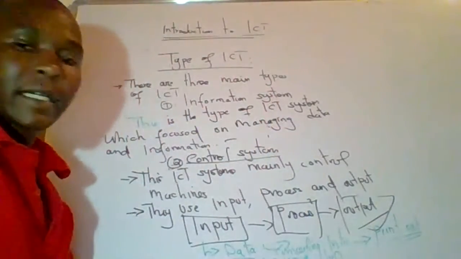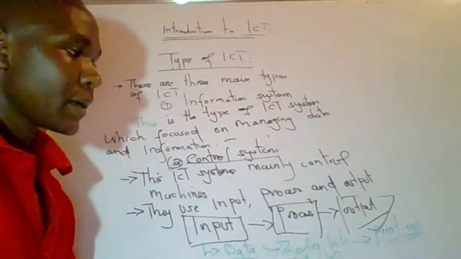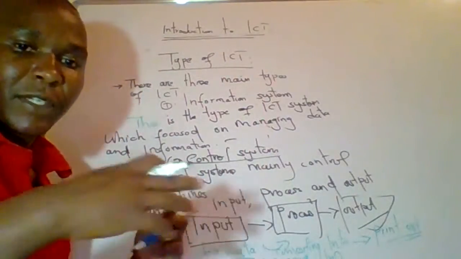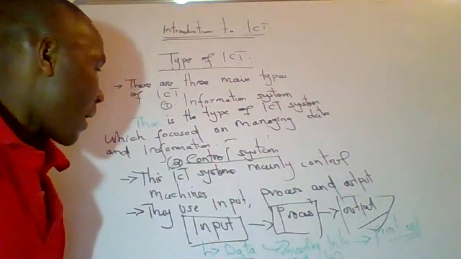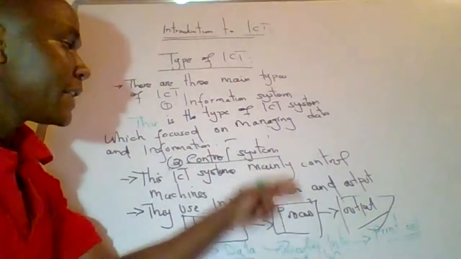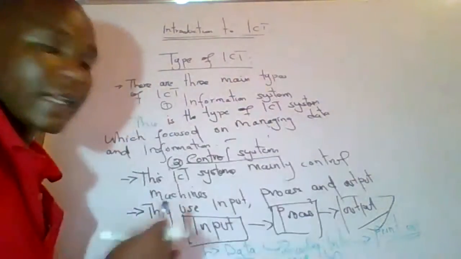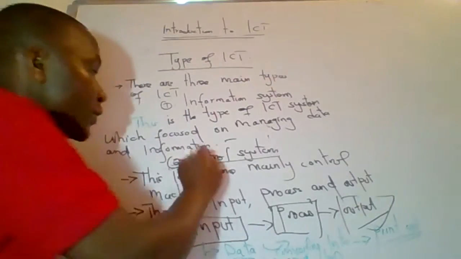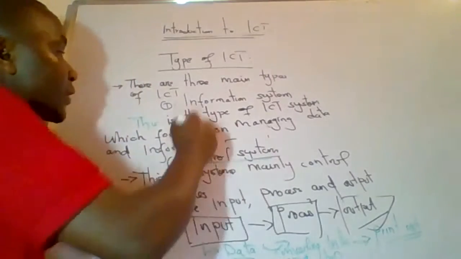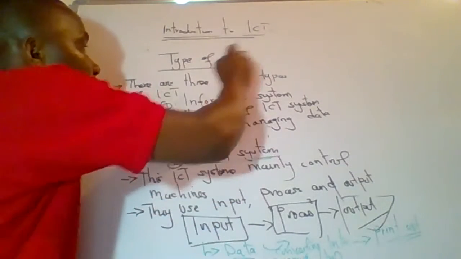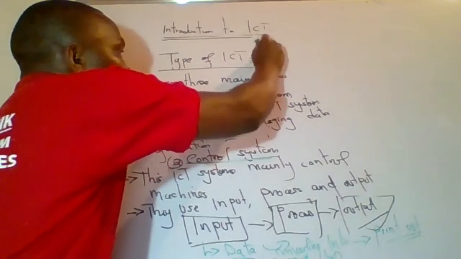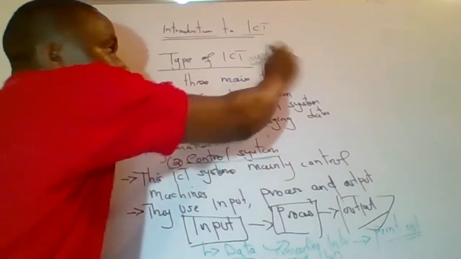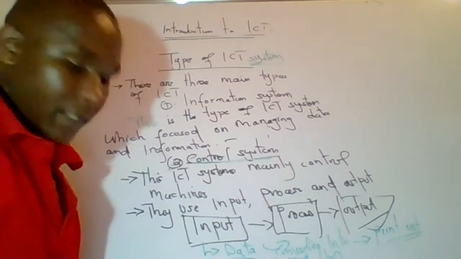So that is our output. That is the print out. So this is for a control system. Basically in machines: laptops, computers, CCTV. So this is what an equal control system. Remember, we are seeing the types of ICT system.